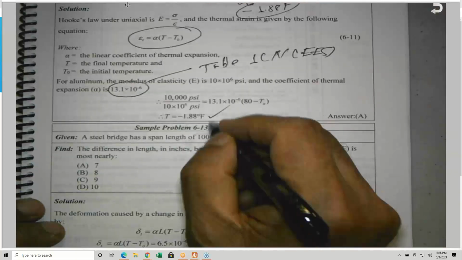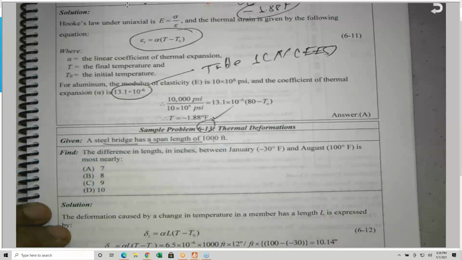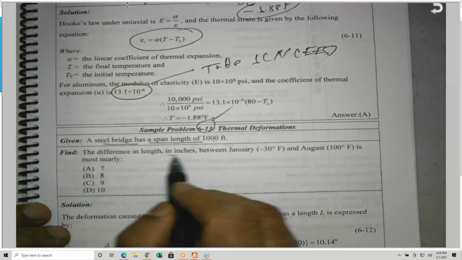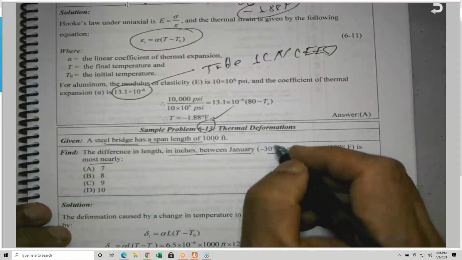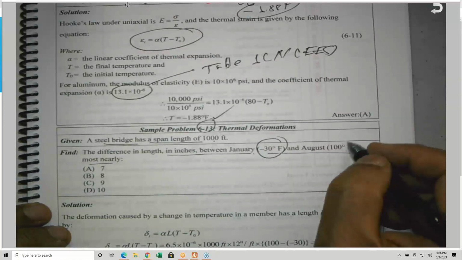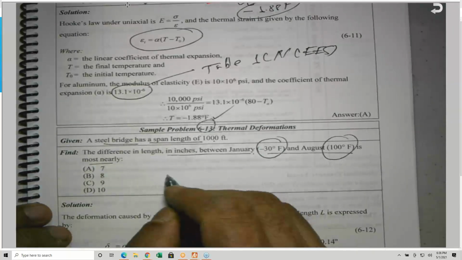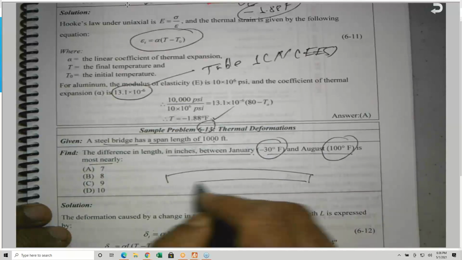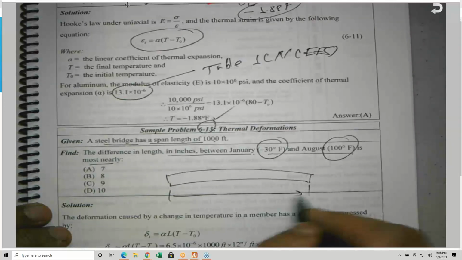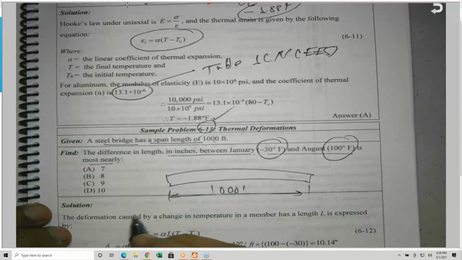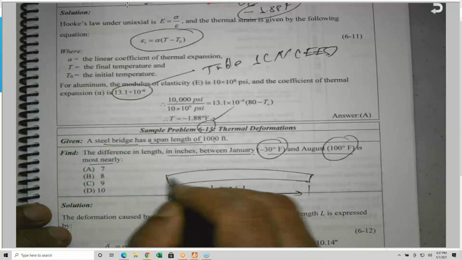Okay, so another problem: a steel bridge has a span length of 1,000 feet. What is the difference in length in inches between January and August? In January we have negative temperature, and in August we have 100. What is the change in length? So we have a steel bridge, and the length is 1,000 feet. And in design, we consider that we have expansion joints.